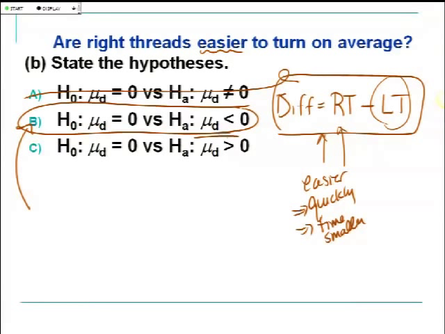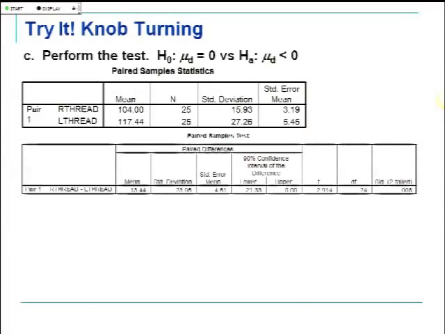And if you peek at the output, do you see that in that last table it does say pairs, right thread minus left thread? So that is how SPSS calculated the differences too, to look ahead. I typically give you the definition just so you're all on the same page, so there is only one direction to go. But it is easy to still get the alternate direction mixed up if you don't think through that idea of time. Smaller time is better here. Lower tail test.